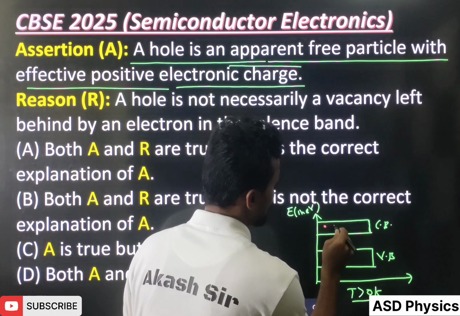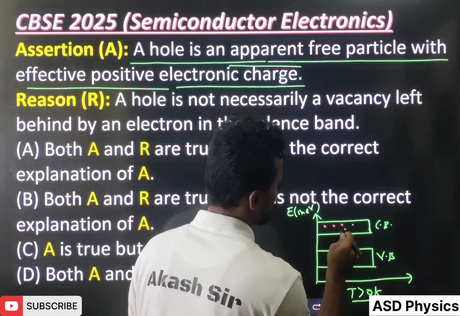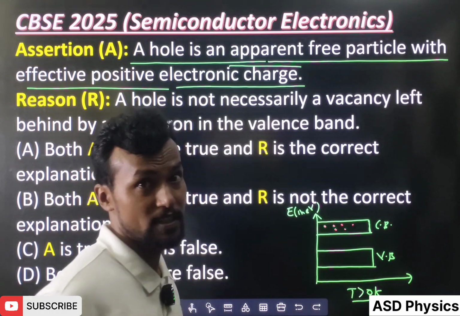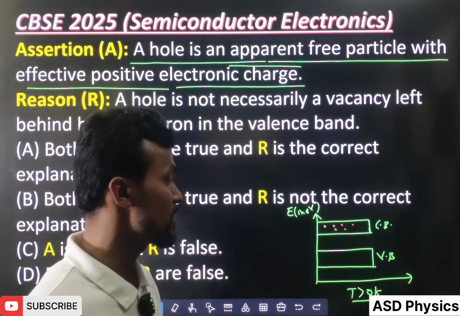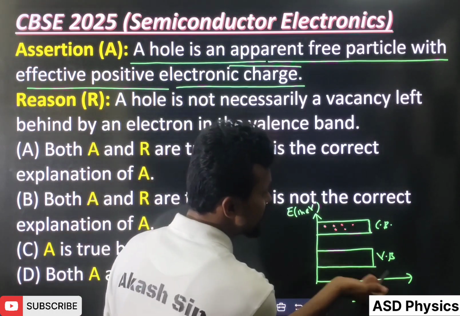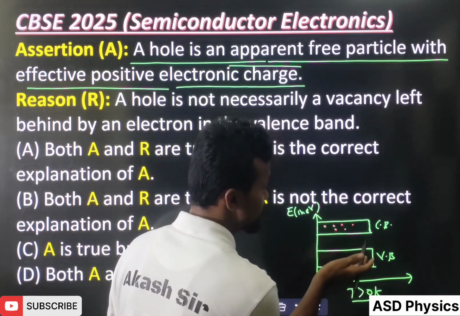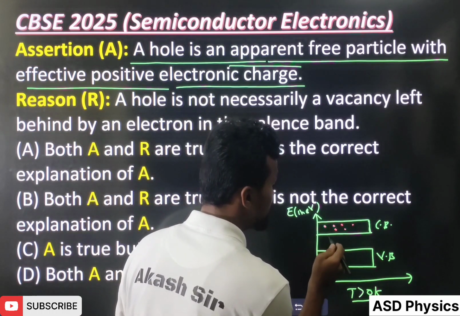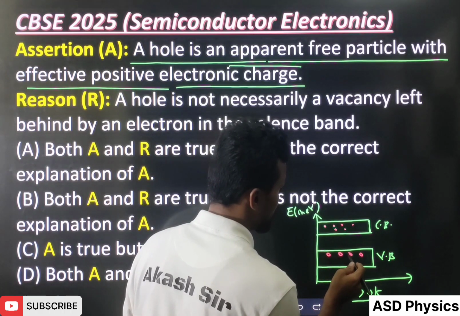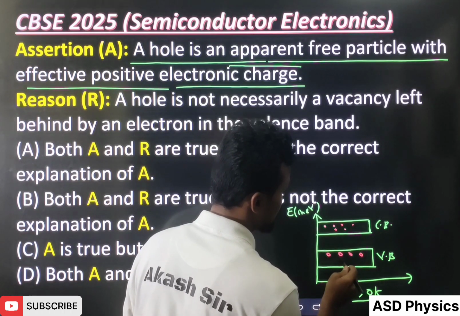So when the electron jumps from the valence band to the conduction band, here I am talking about the intrinsic semiconductor at room temperature, T greater than 0 Kelvin, even T greater than 300 Kelvin, room temperature. The electrons will go, but here how many electrons went? 1, 2, 3, 4, 5. So here holes will also be created, 1, 2, 3, 4, 5, 6.